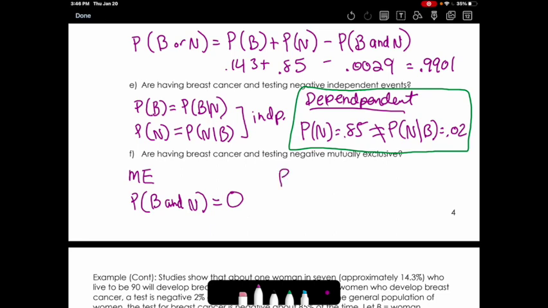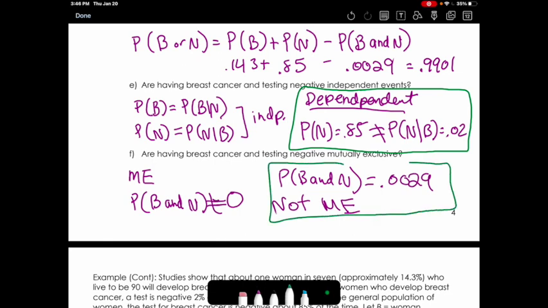Well, we know that that's not the case because we found that the probability of B and N in one of the previous examples was 0.0029. Because that is not equivalent to 0, we would say these events are not mutually exclusive.